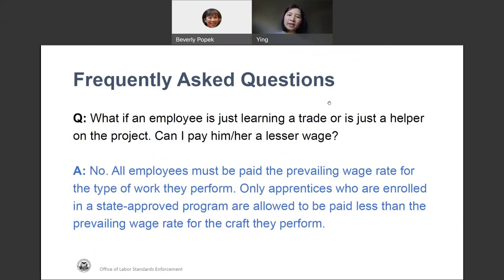What if an employee is just a learning trade or is just a helper on the project? Can I pay him or her a lesser rate? The answer is no. All employees must be paid the prevailing wage rate for the type of work that they perform. Only apprentices who are enrolled in the state-approved apprenticeship program are allowed to be paid less than the prevailing wage rate for the craft that they perform. Next question.